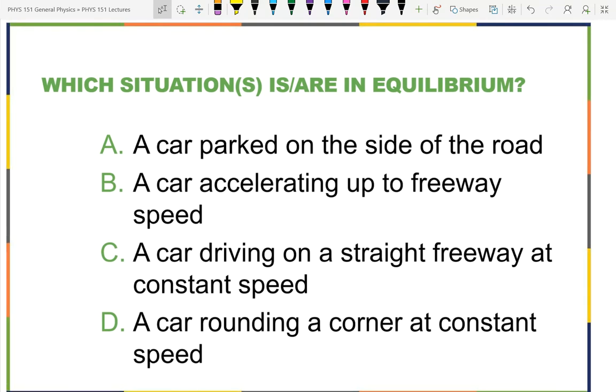Which situation is, or are, so there could be more than one, in equilibrium? You have to enter the answers you believe are correct and hit enter. A car parked on the side of a road, a car accelerating up to freeway speed, a car driving on a straight freeway at constant speed, or a car rounding a corner at constant speed.